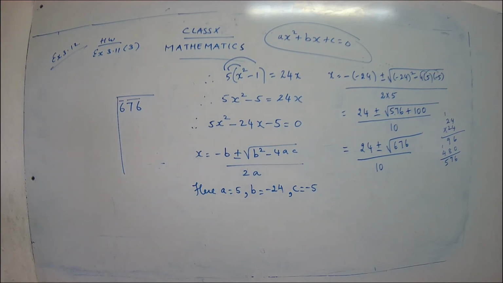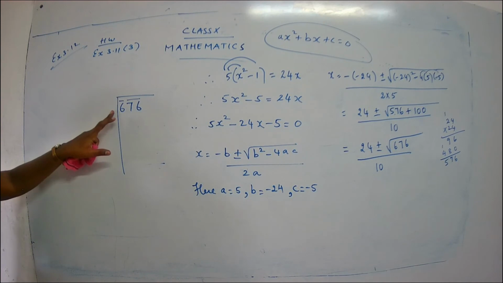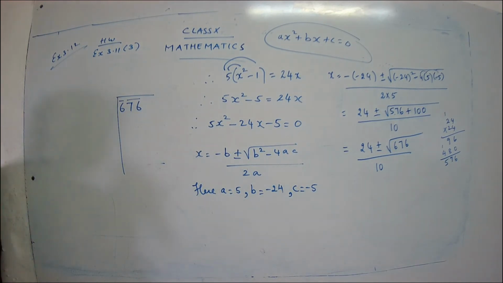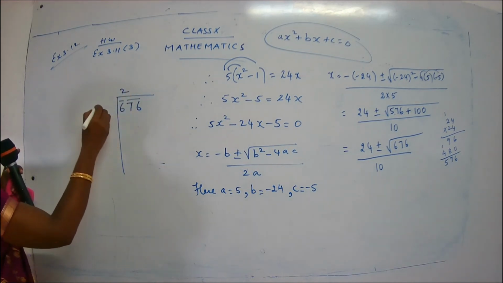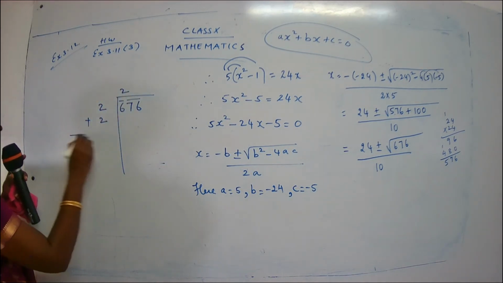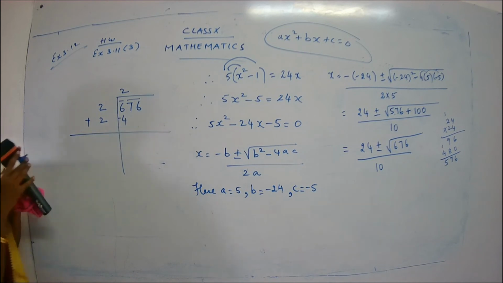What is the number there? 6. What is the closest square? 1 ones are 1, 2 twos are 4, 3 threes are 9. So 9 is bigger, yes? So I can take the number 2. So how many times would you write down 2? 3 times. Yes, good. So 2, 2, 2, plus, minus 4. I'll just do your minus 4.